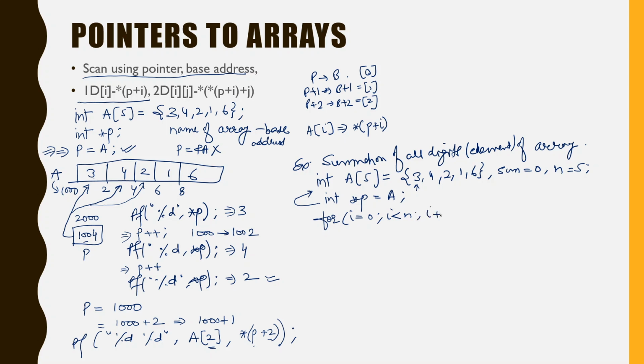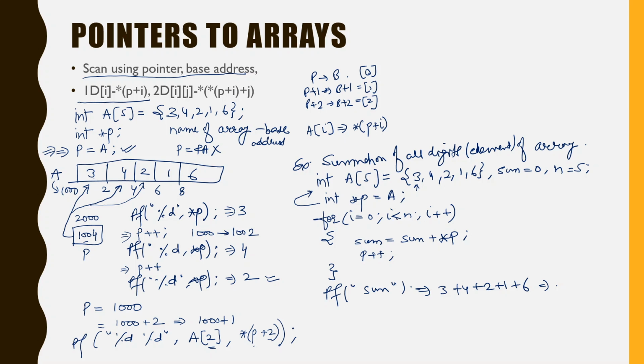Now I will not access the array with the help of this i index. I am using i only as a counting variable, not as an index variable. So I will simply write sum equals sum plus pointer p, and just after this I will do p plus plus. By the end of this I can print sum, and this sum would be 3 plus 4 plus 2 plus 1 plus 6, which gives me the required value.